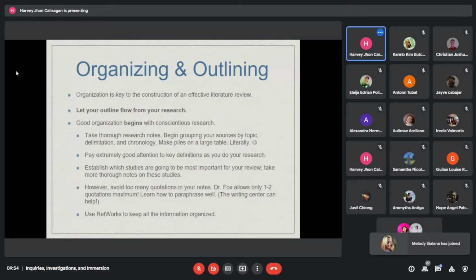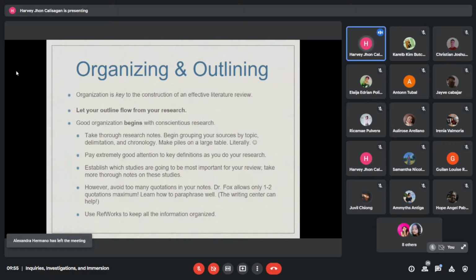Next, take thorough research notes. Begin grouping your sources by topic, delimitation, and chronology. Make files on a large table, literally. So choose the best references, and then of course read each of those articles so that you can begin concluding which research will be included and which will not. Pay extremely good attention to key definitions as you do your research. You have to be mindful about the key terms. That's a good strategy that you can do.